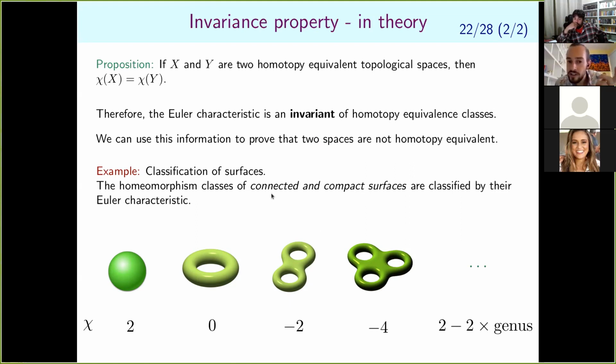surfaces, here connected and compact, and I should add orientable surfaces, are well understood. It's only a countable infinite family of surfaces. We have the sphere, the torus, the bitorus, the 3-torus, etc. And if you are given a surface, connected, compact, and orientable, you can determine in which class it belongs by simply computing its Euler characteristic. So the Euler characteristic is enough to describe the homotopy classes of connected, orientable, compact surfaces.